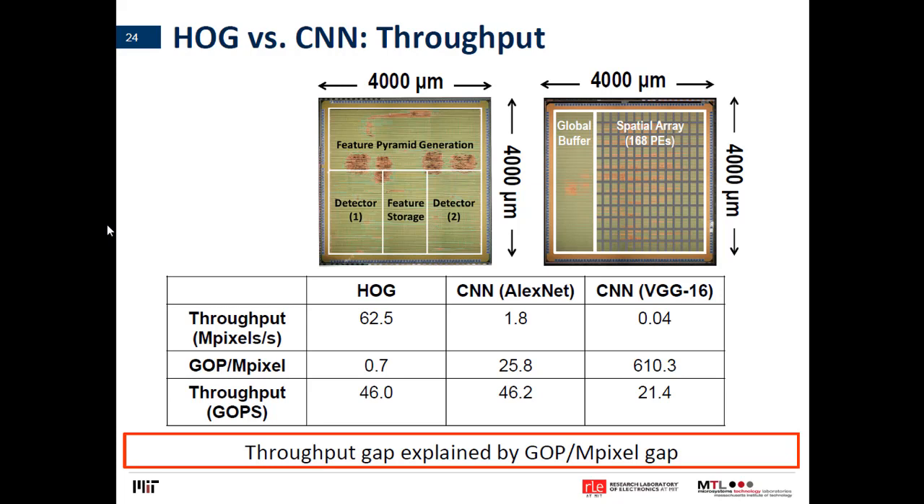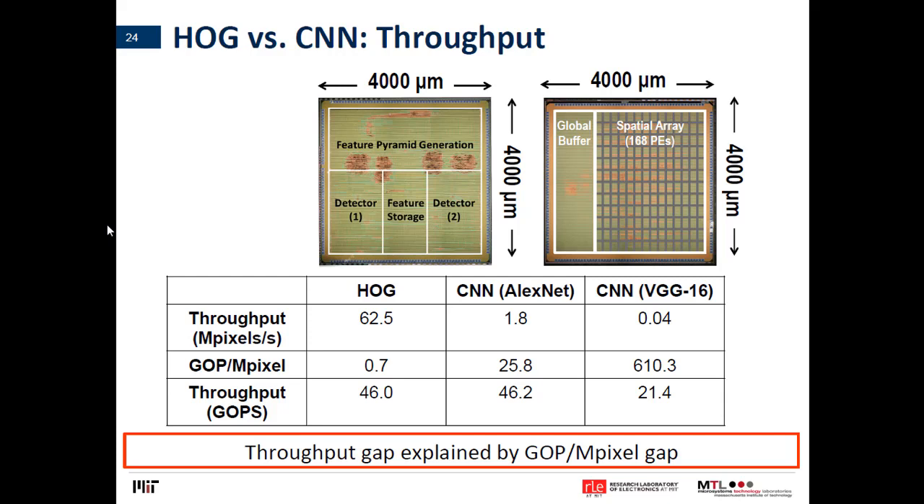Okay, so the first thing is throughput. We can see that HOG runs at HD 30 frames per second, so it's 62 megapixels per second, but both CNN AlexNet and CNN VGG are much lower, and primarily what we try to tease out is what's causing this. The first thing that we looked at is the number of operations per pixel that fundamentally comes with the algorithm, nothing to do with the hardware. You can see that we're talking about a little bit over an order of magnitude increase for AlexNet, and 2 orders of magnitude increase for VGG relative to HOG.